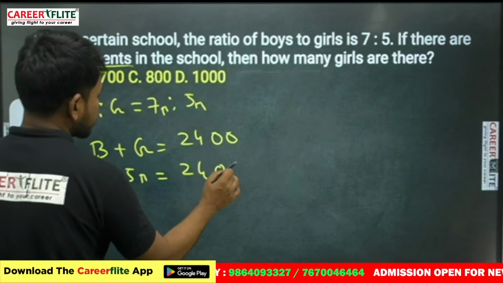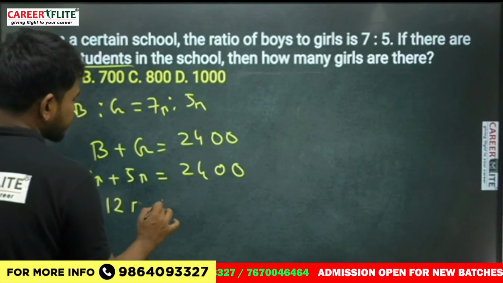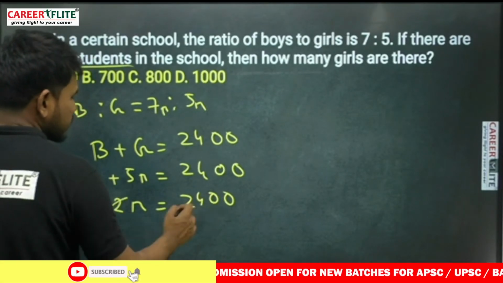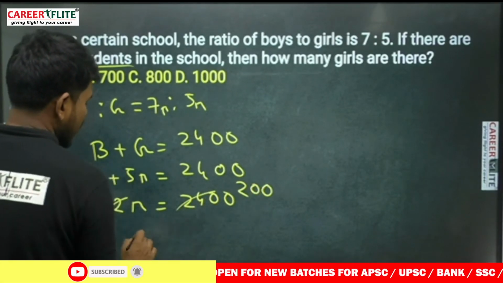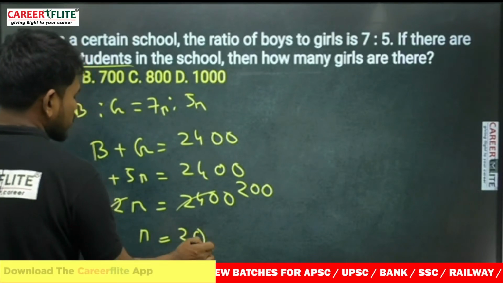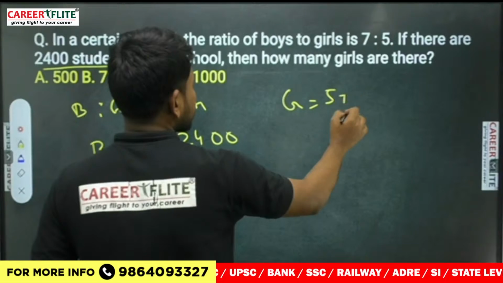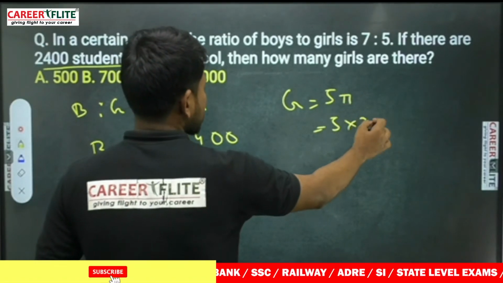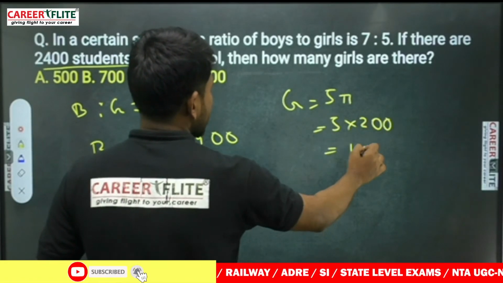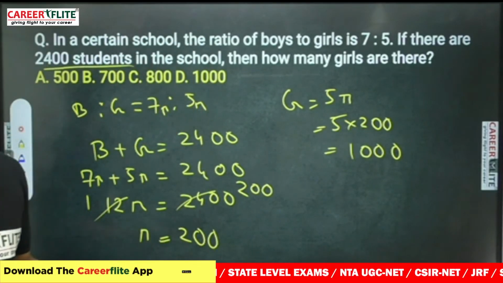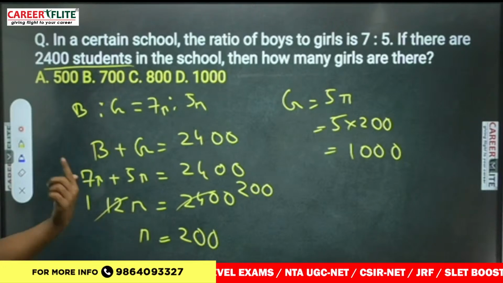This is 2400. This is 12R. 2400. What is one R? This is 200 times. So R is equal to 200. So what is the number of girls? Girls is equal to 5R, 5 into 200. That is 1000. Alright. Okay. Let's go to the other one.